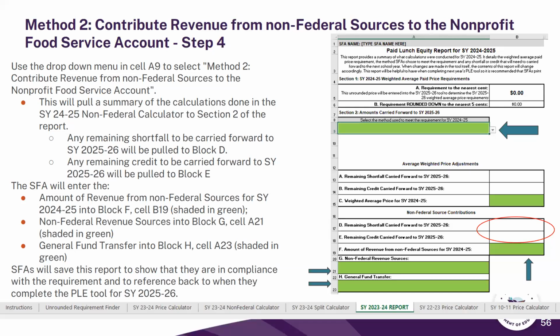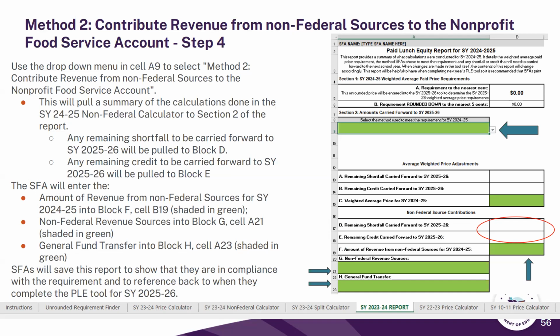Method 2, Step 4: use the drop-down menu in cell A9 to select Method 2, contribute revenue from non-federal sources to the nonprofit school food service account. This will pull a summary of the calculations done in the school year 24-25 non-federal calculator to section 2 of the report. Any remaining shortfall to be carried forward to school year 25-26 will be pulled to Block D. Any remaining credit to be carried forward to school year 25-26 will be pulled to Block E.